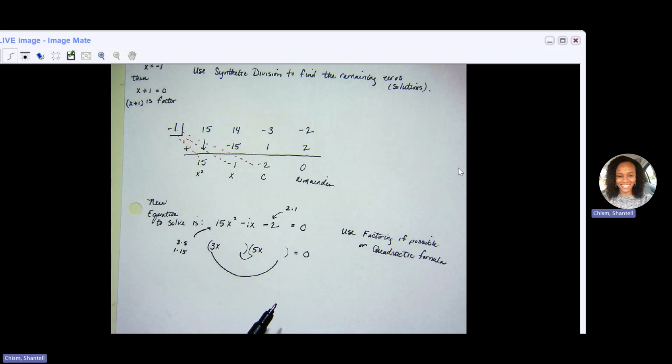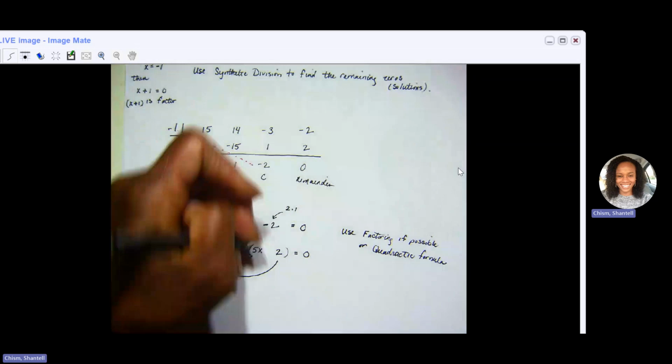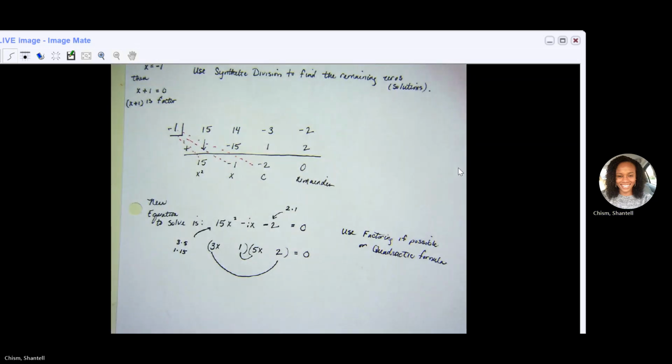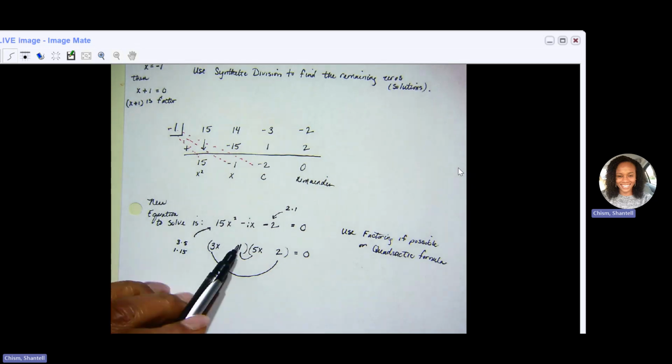So let's see where I need to place them. 2 and 1. I'm going to put the 2 here. I'm going to put the 1 here. Now, if this is not right, I'll switch them. I'll put the 2 here and the 1 here. I just got to check and see what's correct. This is called trial and error factoring. Factoring by trial and error.